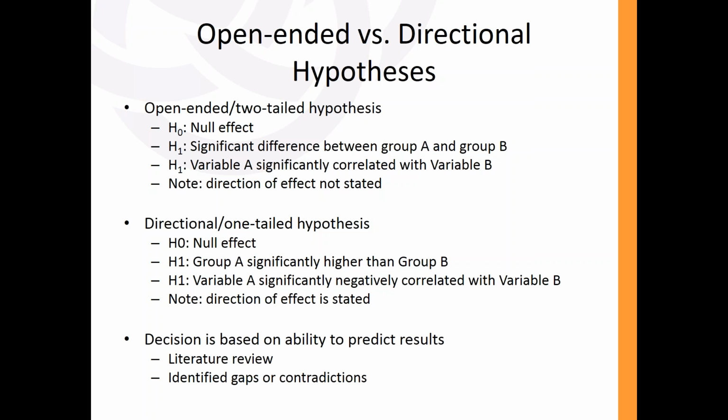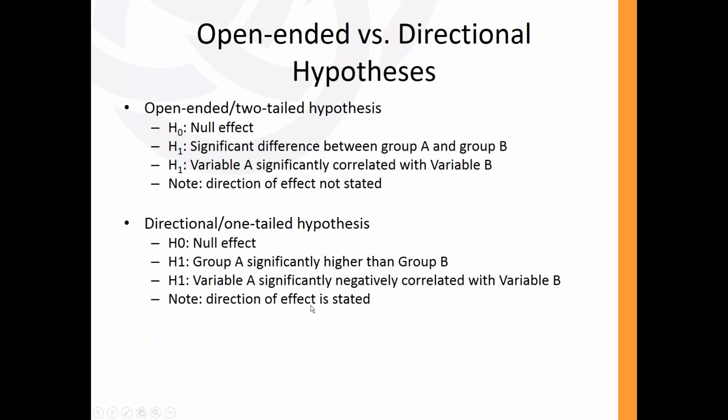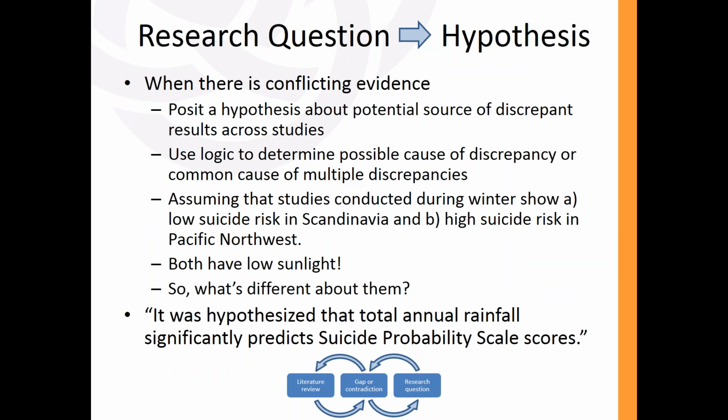It really depends on what's available to you. It's based on the ability to predict those results. And it goes back to the literature review and those identified gaps or contradictions. So if we go back to the example of the Pacific Northwest versus Scandinavia, you'll notice that what I did there is I said that total annual rainfall significantly predicts suicide probability scales, right?